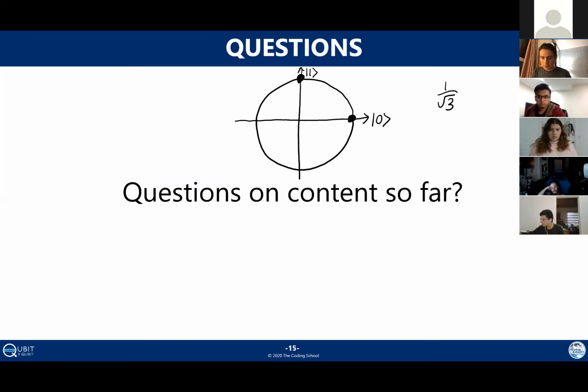Does the cos and sine correspond to x, y for the non-unit circle? So we're going to talk about the non-unit circle in just a moment. So just hold on for that.